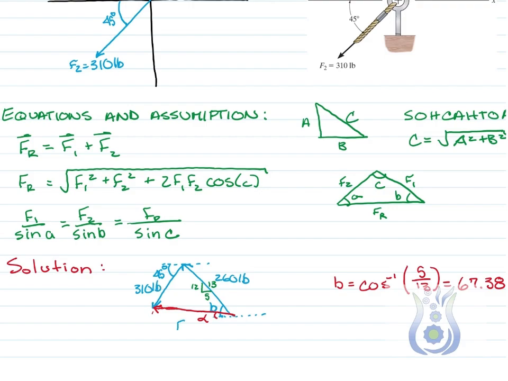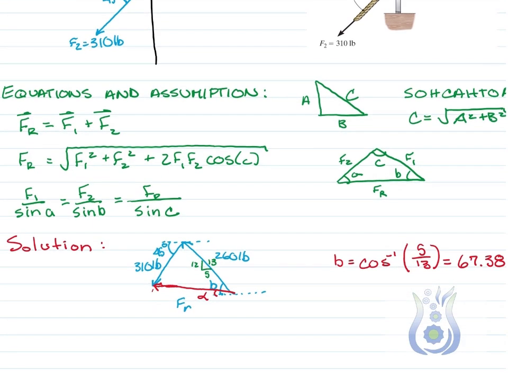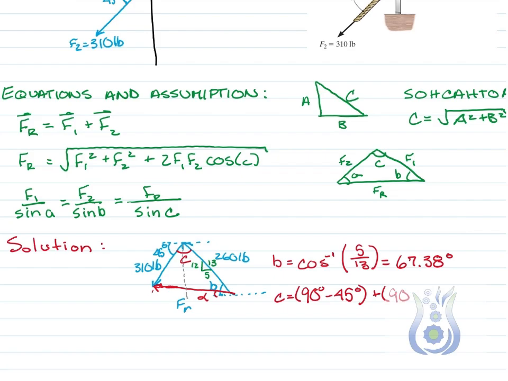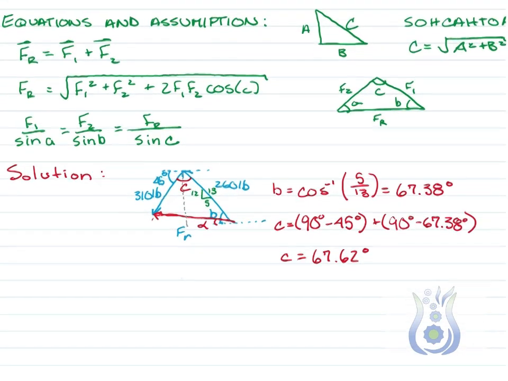Next, calculate c. Again, the sum of the internal angles in a triangle has to be equal to 180. So I'm going to draw a line perpendicular to the horizontal at C, and then we can calculate 90 minus 45, which is the angle between the horizontal and our F2. And then we want to add that to 90 minus 67.38. That'll equal that internal angle, and it's equal to 67.62 degrees.